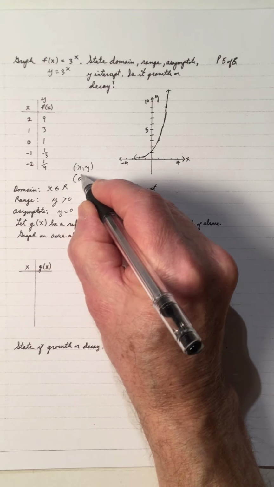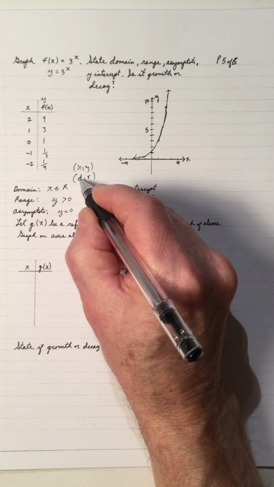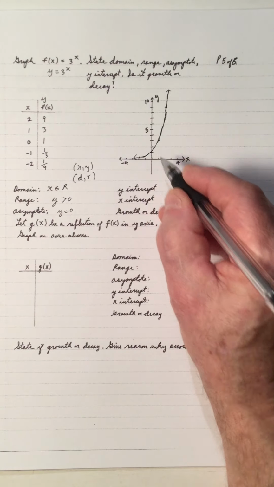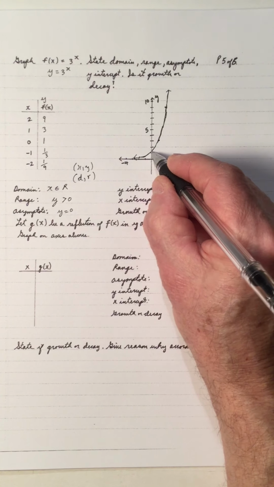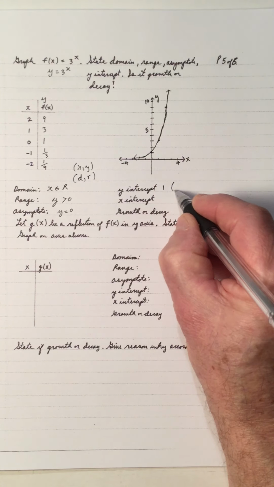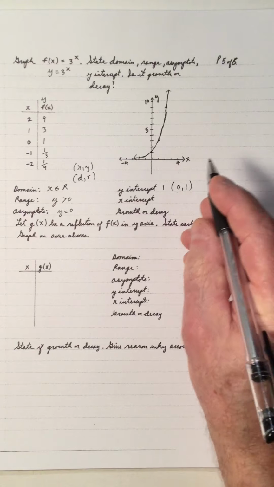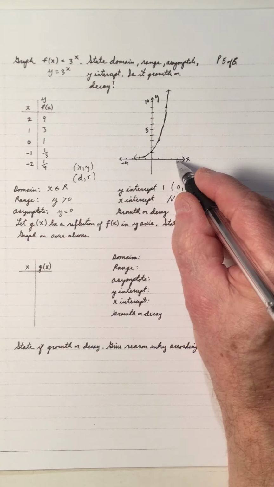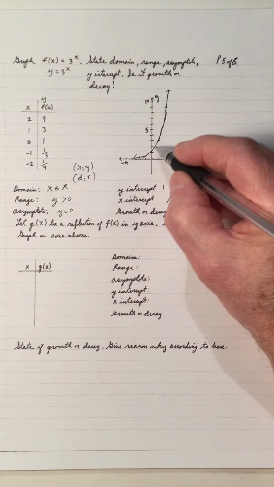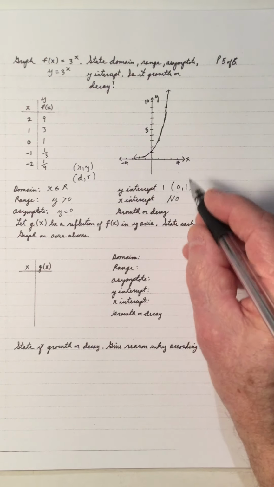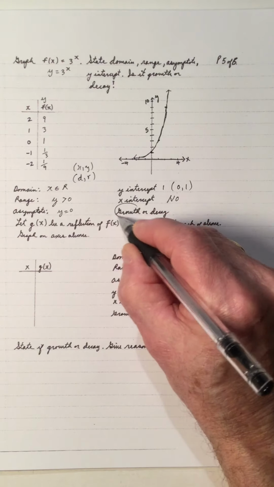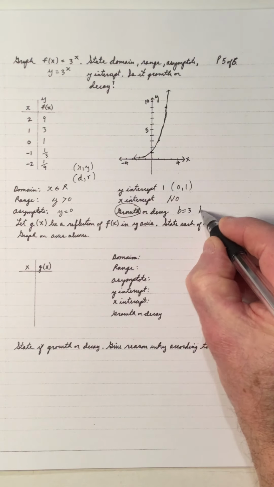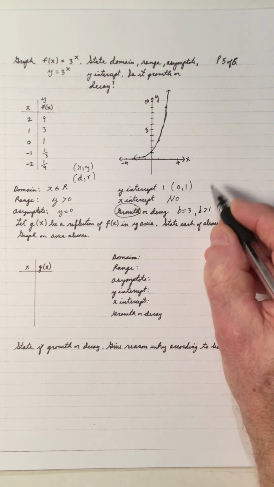I often think about D is before R, domain before range. And we have a y-intercept. The y-intercept right here is 1, and that's when x is 0, y is 1. Notice there's no x-intercept, it doesn't intersect the x-axis, and the curve is a growth curve. Why? Because the base is equal to 3. b greater than 1 is a growth curve.